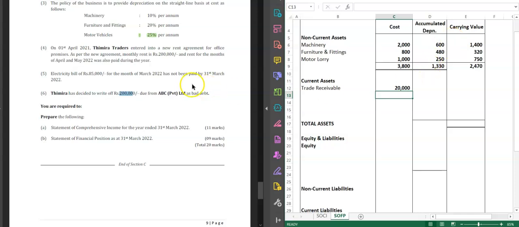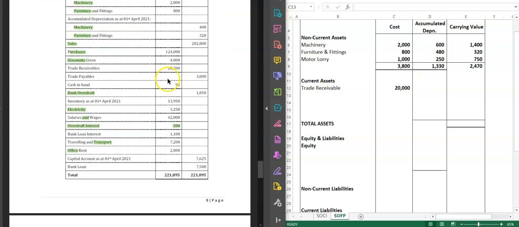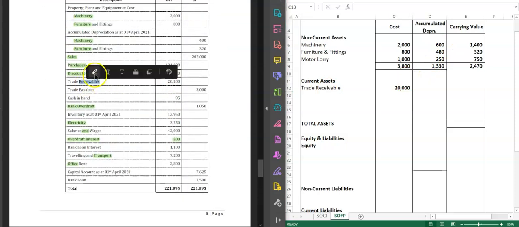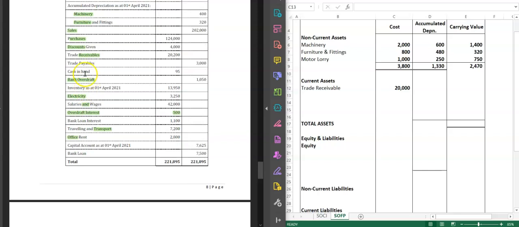Right. So the other one is, trade receivable is finished. Trade payable, no. Then cash in hand, yes. You add the cash in hand here. Cash in hand is 95. Right. So cash in hand is also finished.